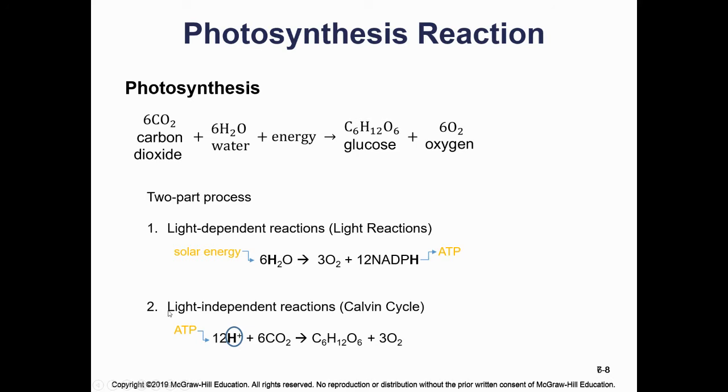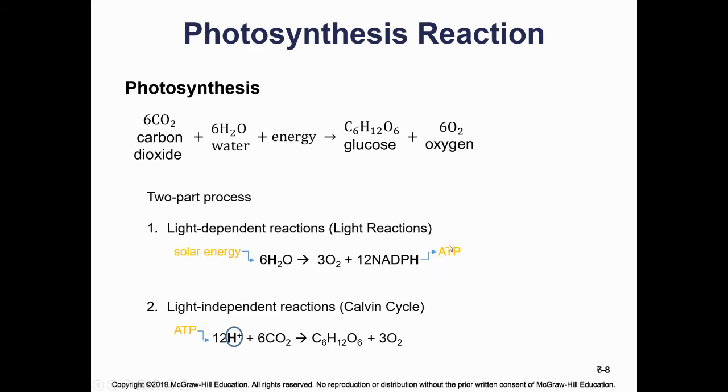The second part of the process are the light-independent reactions. Just like it says, these are independent. They don't care if light happens or not. These used to be sometimes referred to as the dark reactions, but they don't have to take place in the dark. They can take place in the light or the dark. They're independent of the light level. They're named after the person who discovered this cycle, so they're called the Calvin cycle.